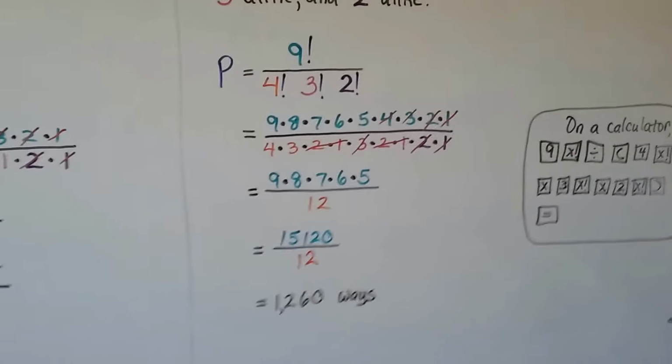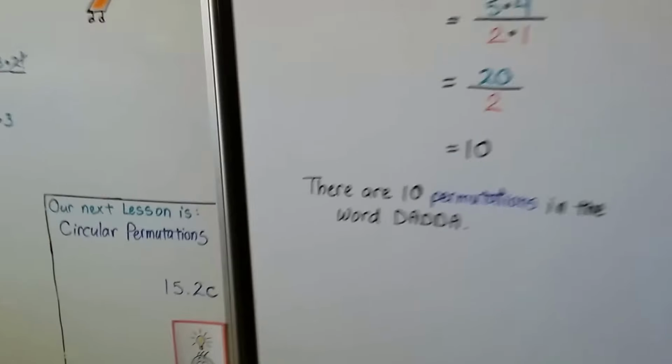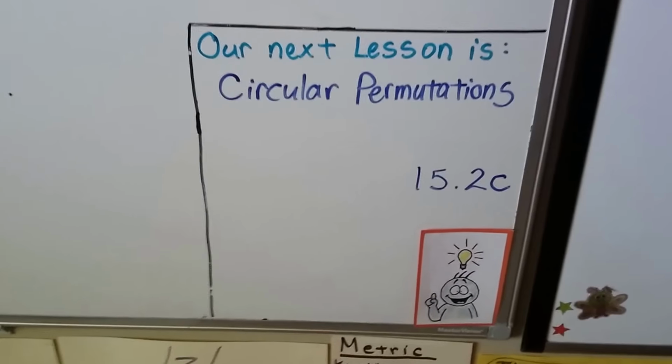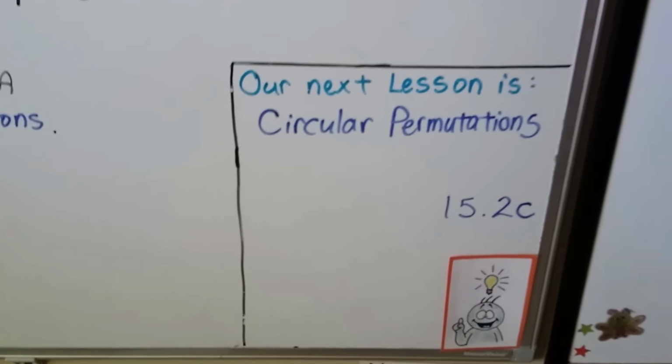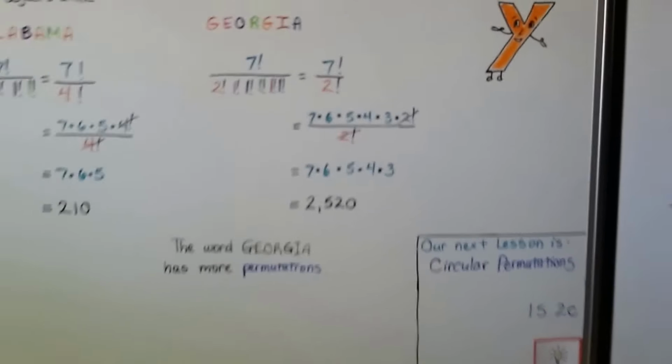All right? Our very next lesson is circular permutations. We're going to continue on with 15.2 as 15.2c. We'll talk about people sitting around a table.